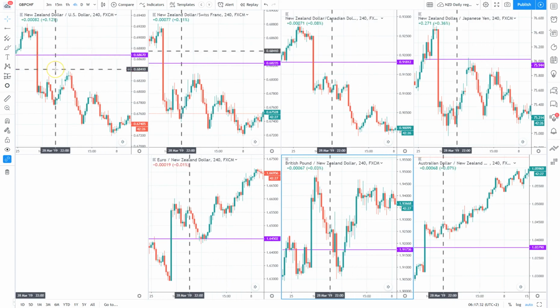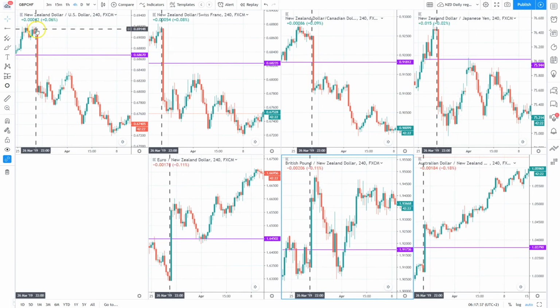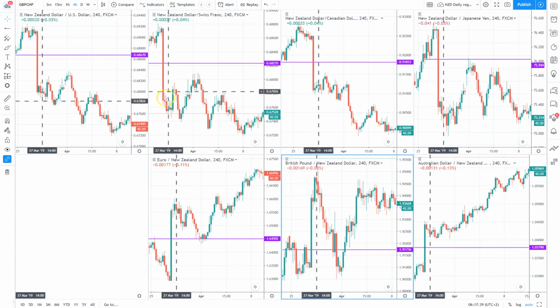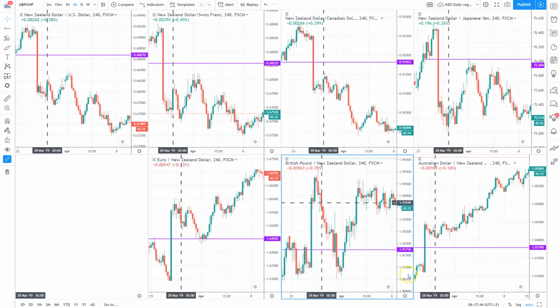So I've drawn out the lines. We can clearly see that there's New Zealand weakness in the market. We have a nice pop all over the place. Pop, pop, pop, pop, pop, and pop.